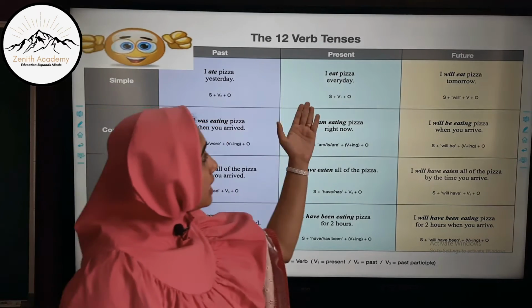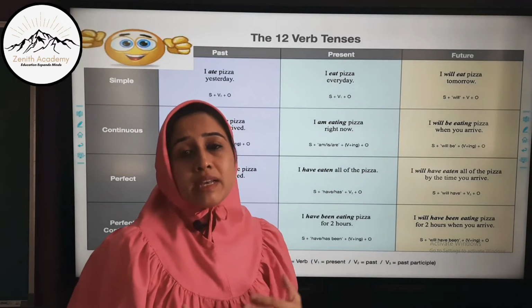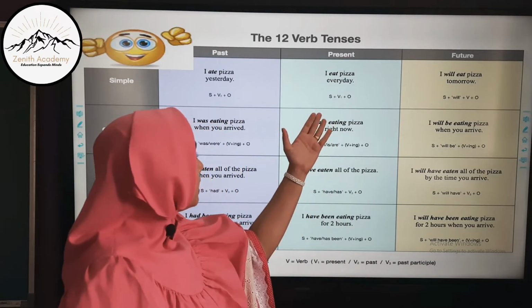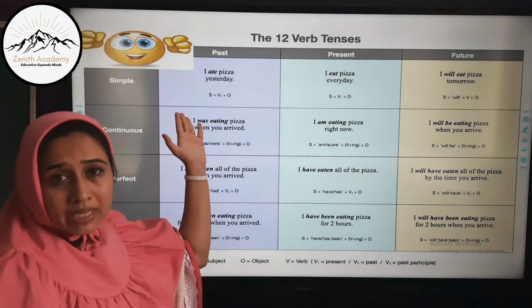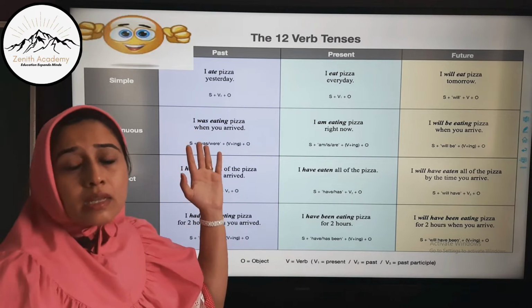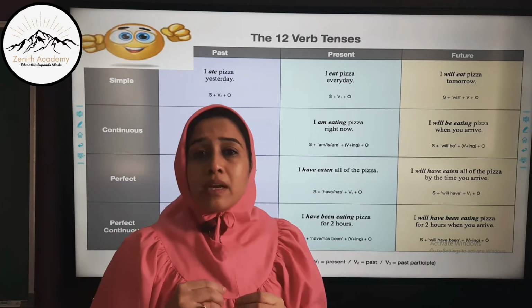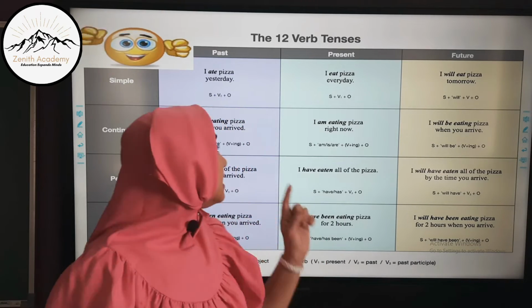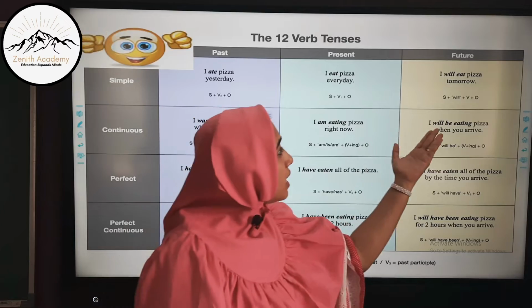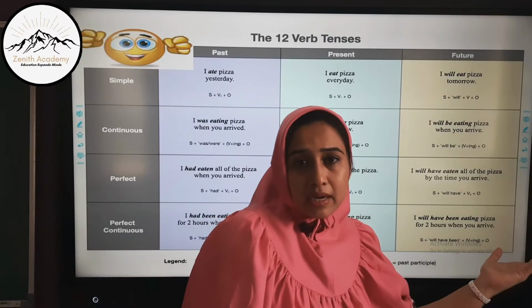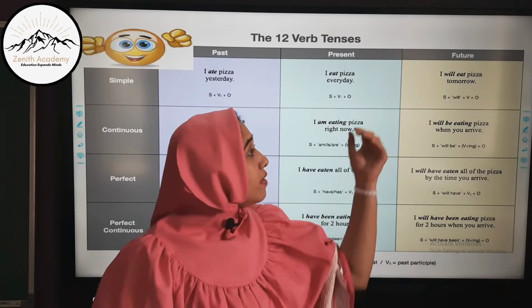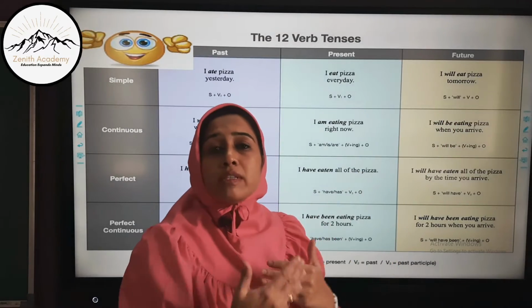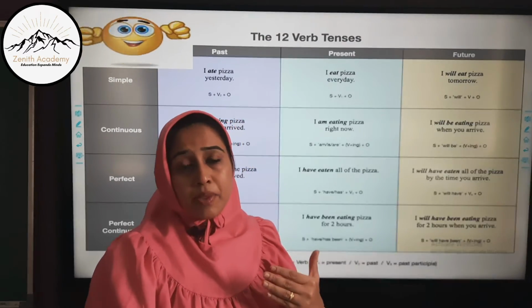Now in present tense, when I say I eat pizza every day, the same sentence becomes I ate pizza yesterday in past tense, which means the action of eating pizza was over. So eat, the verb, changes into the past tense ate, and in future it will become I will eat pizza tomorrow. So when we add the word will, it obviously denotes the future tense.